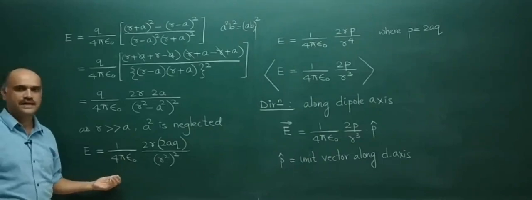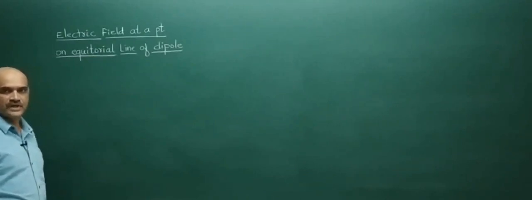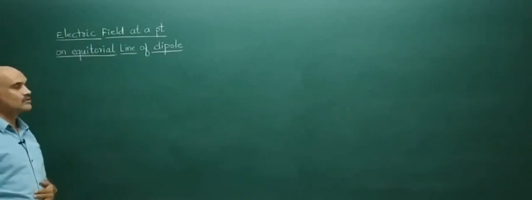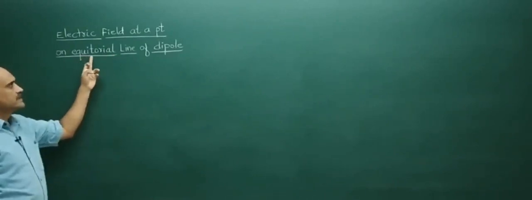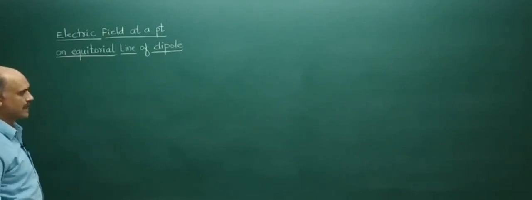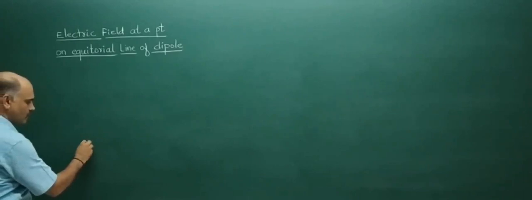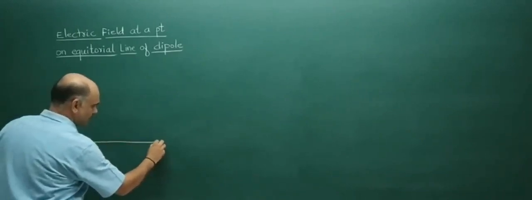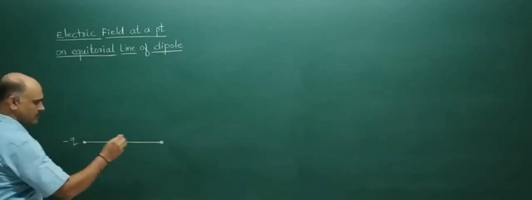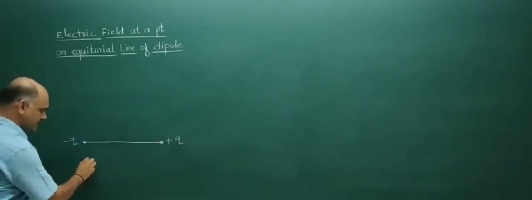Then we'll go for the second derivation. Okay, students. Now we'll see the second derivation: electric field at a point on the equatorial line of a dipole. So the equatorial line means the perpendicular bisector. So now again, a dipole consists of two point charges plus Q and minus Q. The distance between these two is 2A.